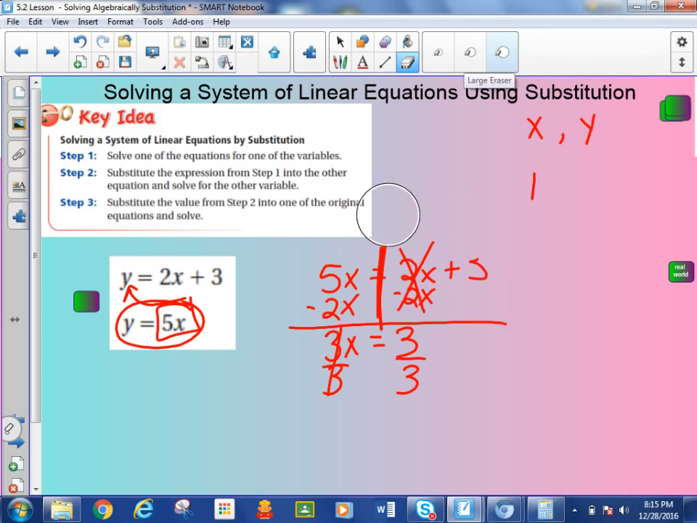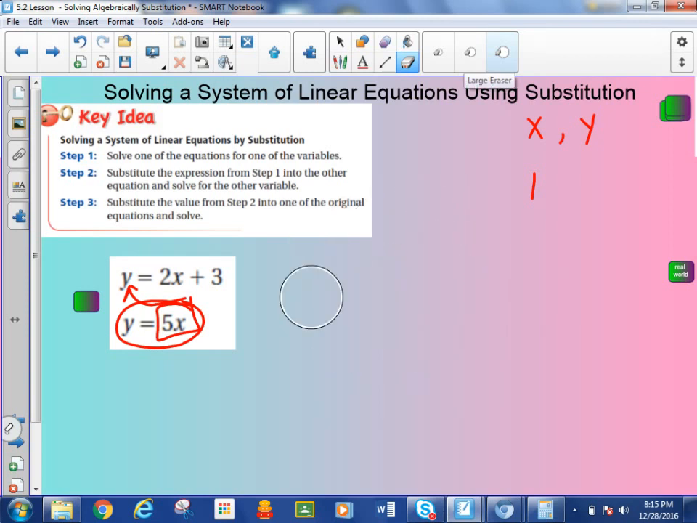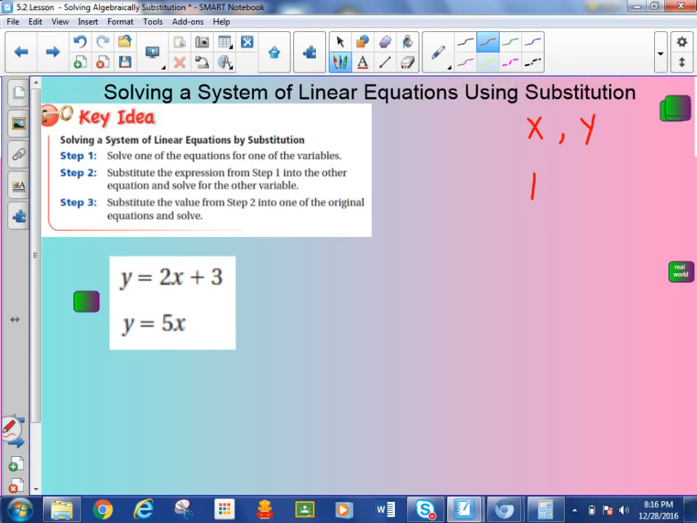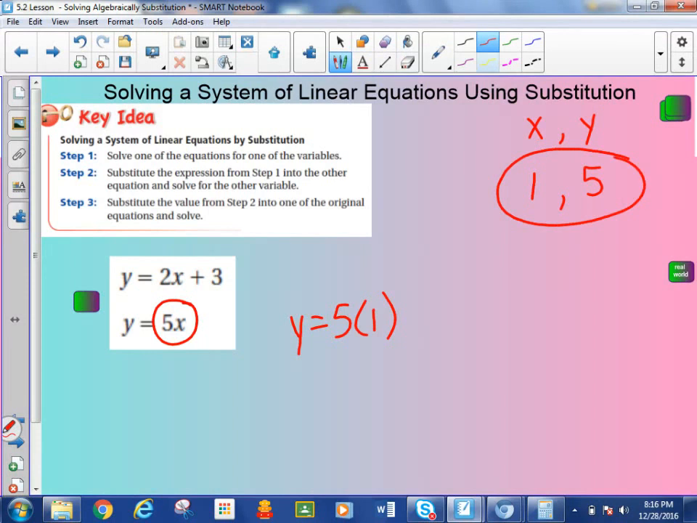Okay, now here's where it's totally up to you. You can substitute in once again into either of these equations. I'm going to choose to substitute into this one, and here's why. Because y equals 5 times 1. It's a one-step process. 5 times 1 is going to give me 5. So here's my solution to my system of equations.